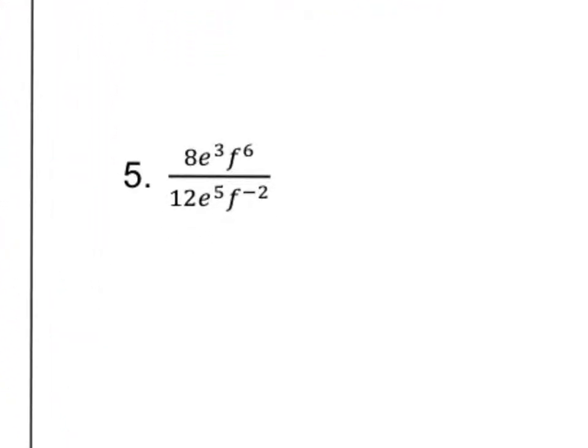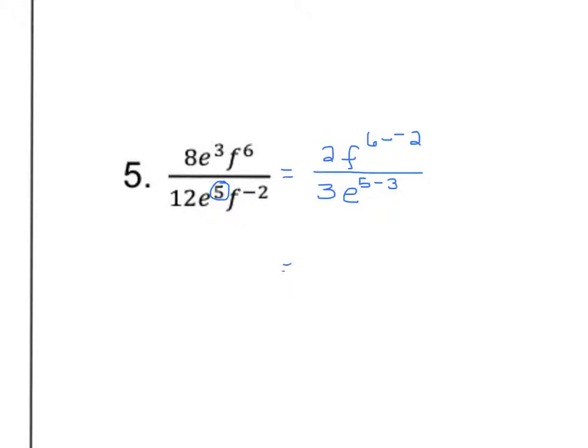Problem number 5. Let's go ahead and show all the steps for this one. 8 and 12 have a common factor of 4, so I'm going to divide that 4 out. E to the 3rd and e to the 5th I'm going to rewrite as e to the, and I'm going to do the big one minus the smaller one. 5 minus 3, it makes it in the denominator because I did the 5 first. And for the f, I'll go f to the 6, and I'll subtract off the smaller exponent, negative 2.